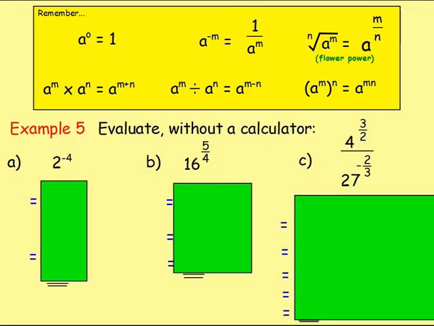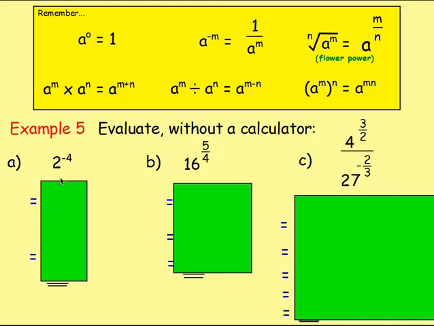Example 5, evaluate without a calculator. Muzamil, bad news for you. Here we go. So example 5a, 2 to the power of negative 4. Working this out. Muzamil, let's stick with you then. I know you can do it. What would you have? Brilliant.